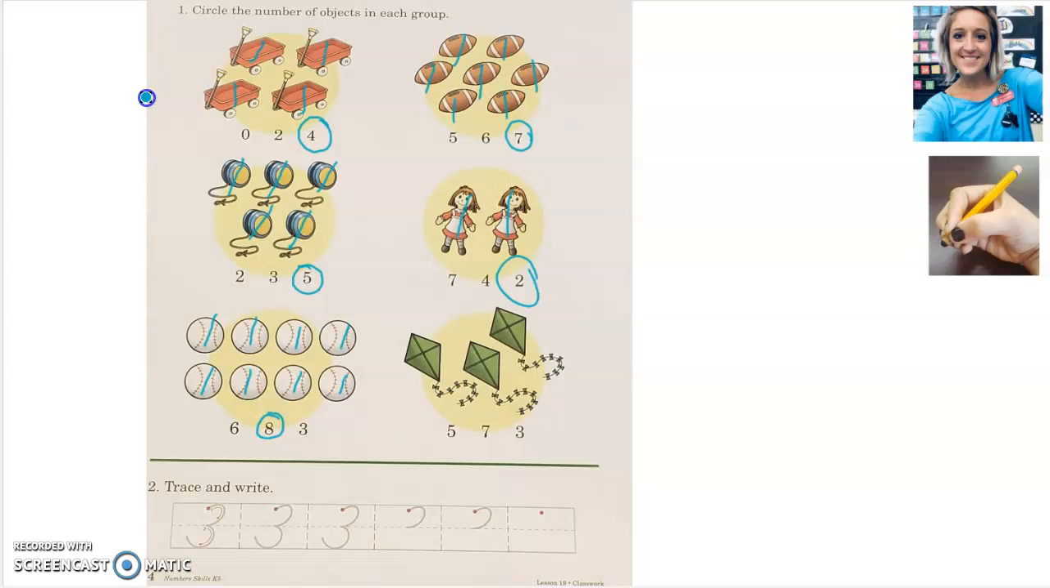Count the kites. 1, 2, 3. All right. Which one is the number 3? Good. All right. So speaking of number 3, let's write it at the bottom.